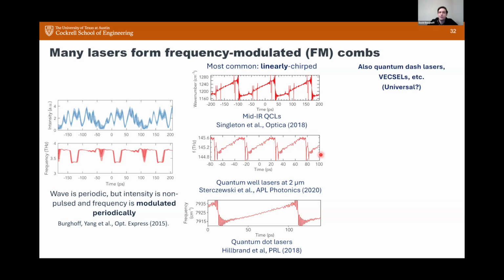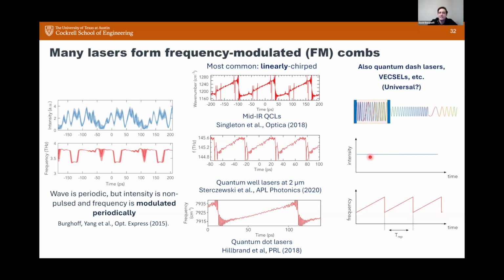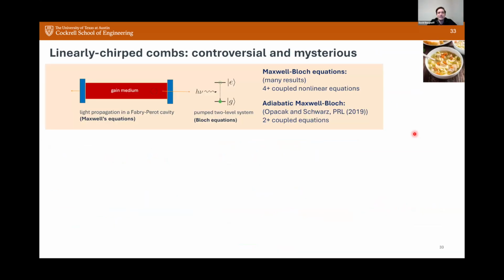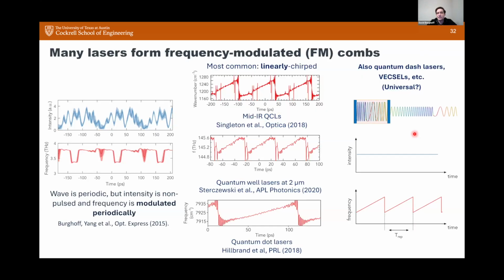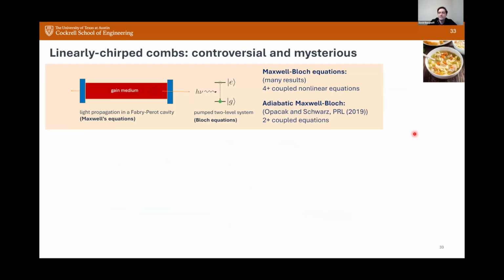And so the cartoon model of this is that you have a constant intensity and a nice linearly chirped frequency. So if you look at the actual electric field, it looks very different from a pulse. It's a periodically repeating waveform. And this linearly chirped regime was also quite interesting.